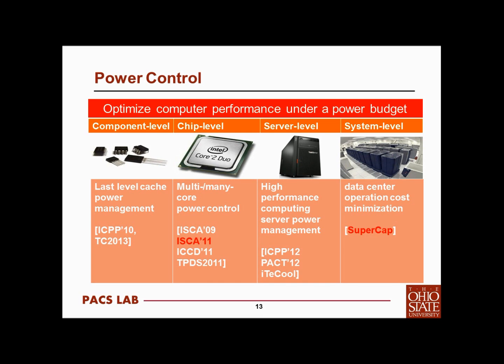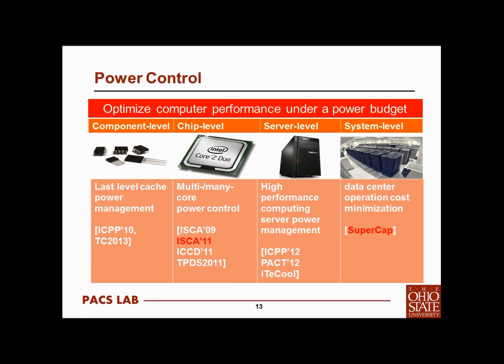On the component level, we look at the last level cache system. We dynamically turn on and turn off a cache way inside the last level cache to maintain the power consumption of the last level cache never going higher than a certain value. On that condition, we try to optimize the performance of the cache. On the chip level, we look at multi-core or many-core processors. We control the power consumption of the chip and improve the performance of the chip.